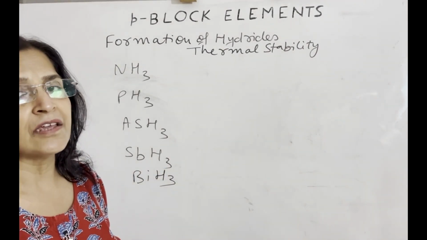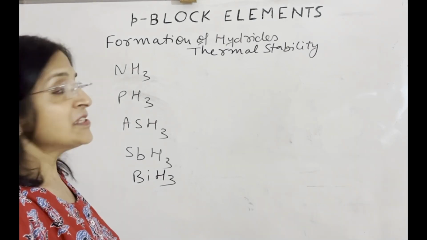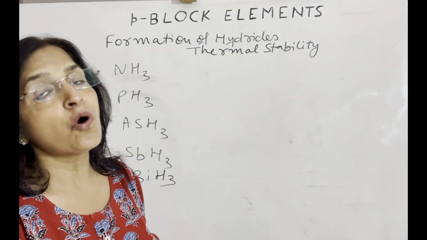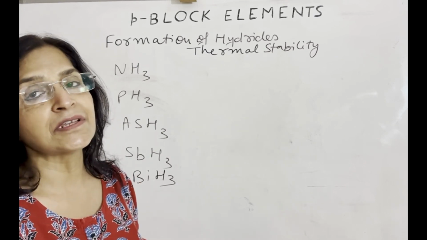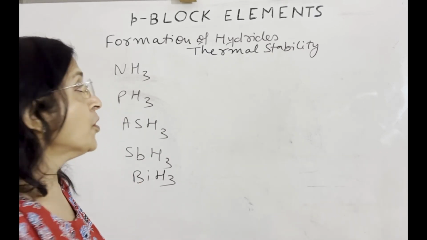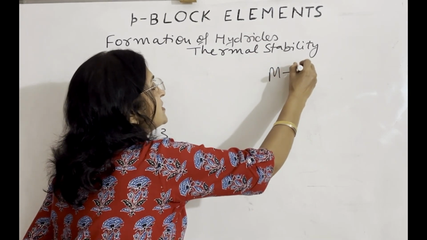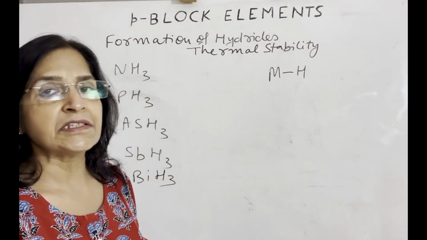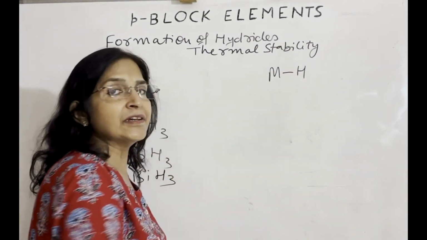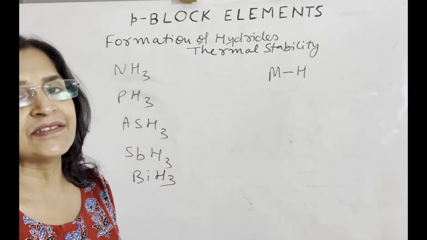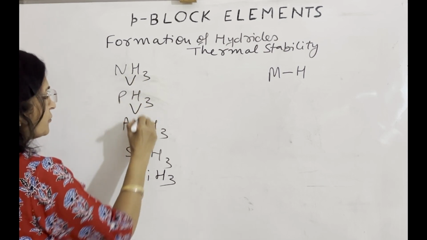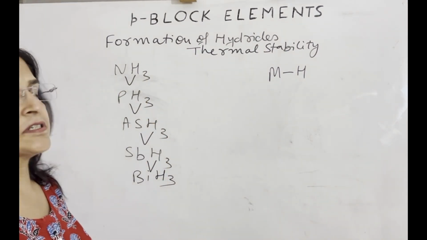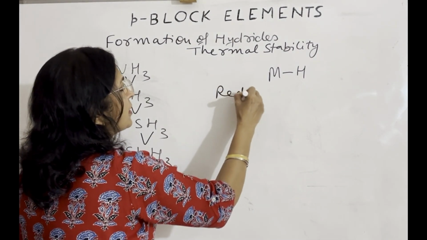It has a half-life of just 20 seconds because as we move down the group, size increases and tendency to form covalent bond with a small hydrogen atom decreases. Therefore, the strength of the bond between central atom and hydrogen decreases. The overlapping of orbitals does not take place to a large extent. So this is the order of thermal stability of these hydrides. Ammonia is most stable.